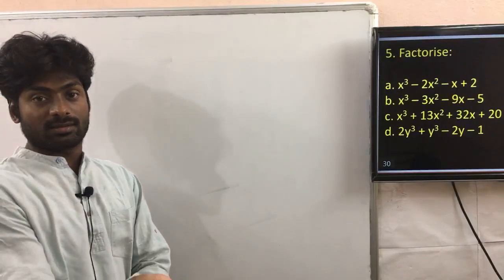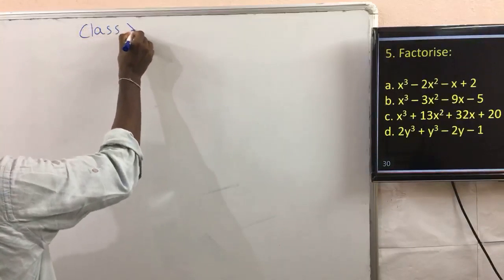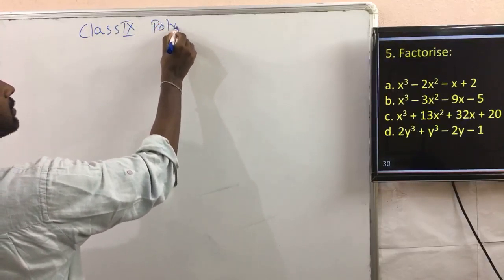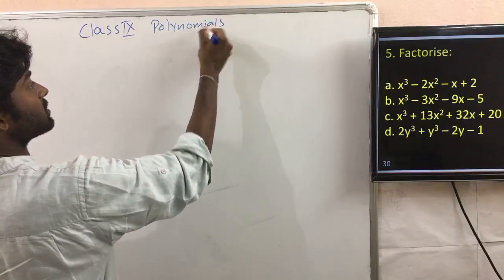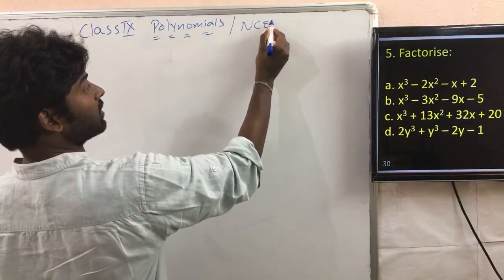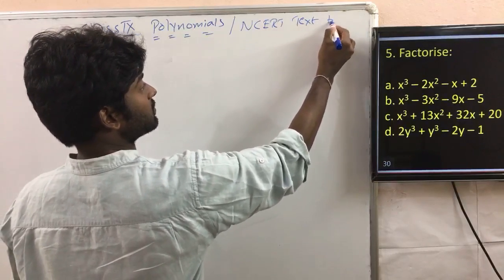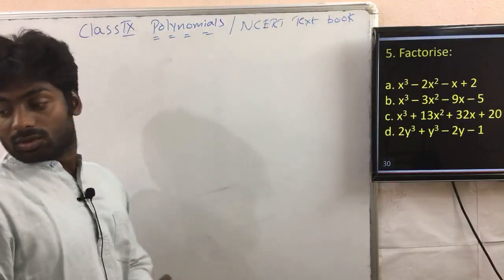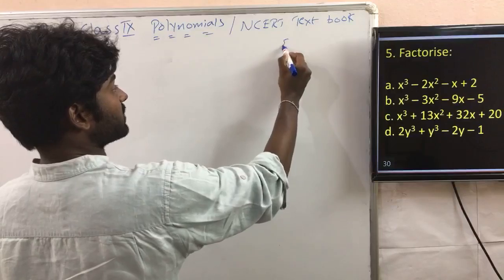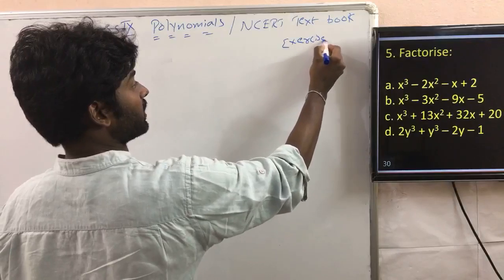Okay, let me move on to the class. Class 9, Polynomials, NCERT textbook. So already we have started the chapter and we completed up to exercise 2.4. We are in exercise 2.4, fifth main.